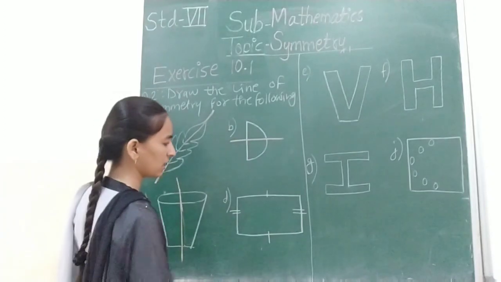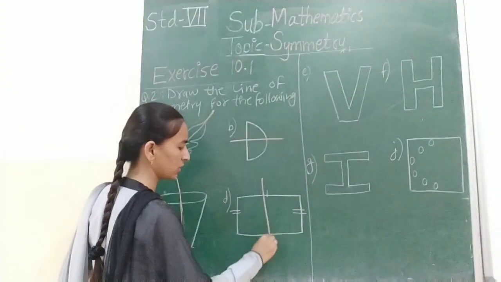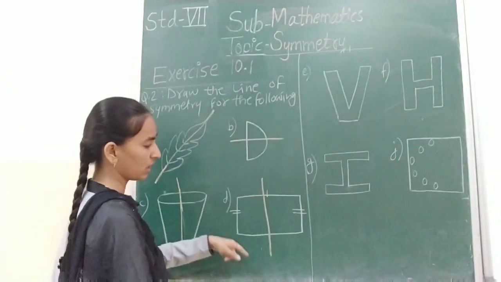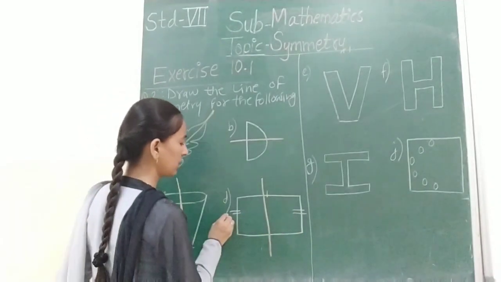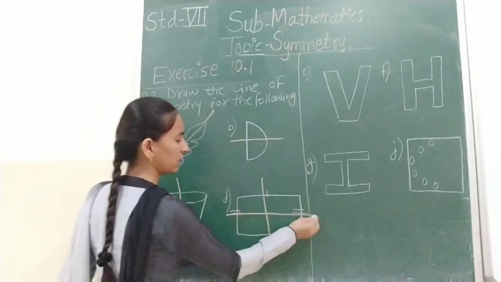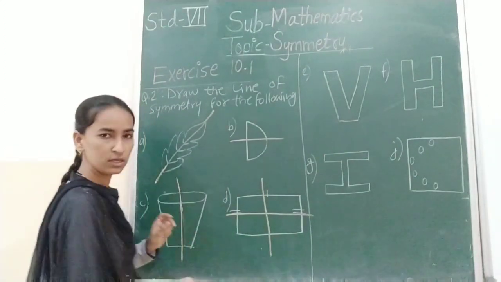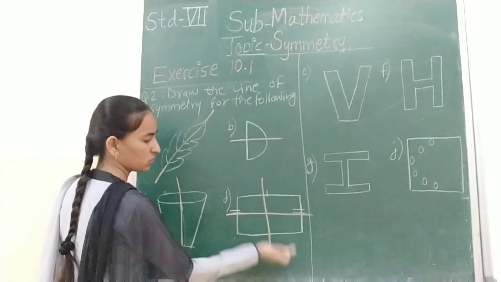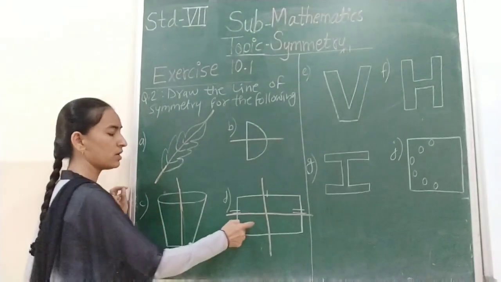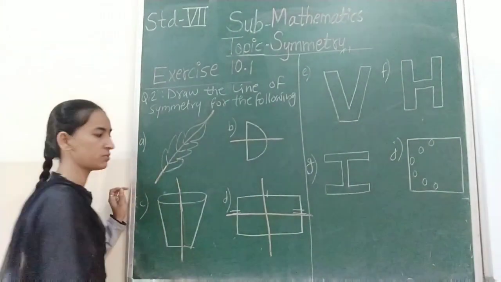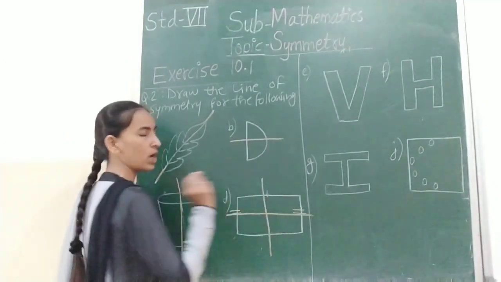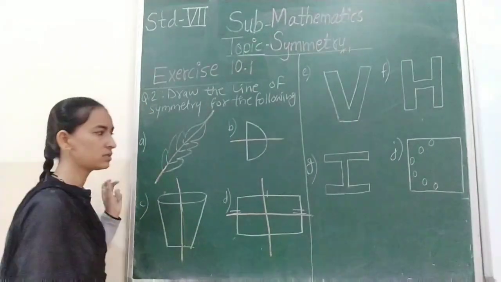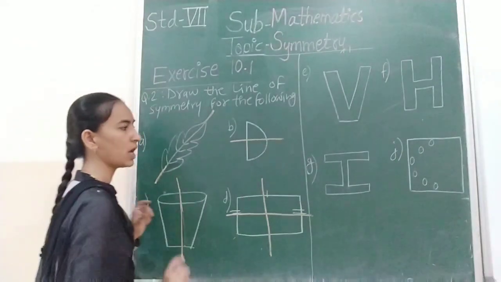But see in the rectangle, if I draw a vertical line, these two are similar. If I draw like this, it is also symmetrical. Yes, students. But what happens if I draw with this? Does it give the second half? No. So in a rectangle, there are two lines of symmetry, one vertical, one horizontal. Understand this? You have to just draw the line of symmetry.